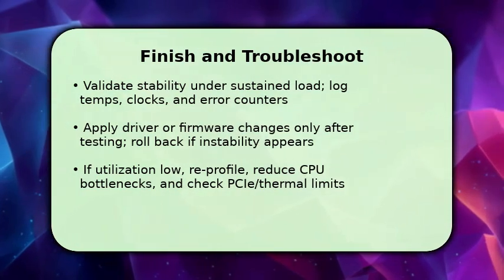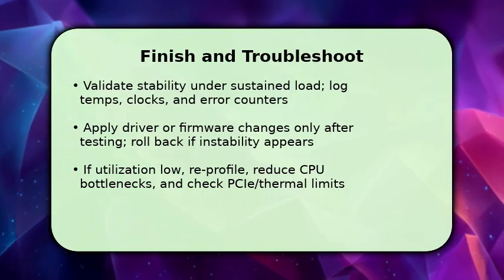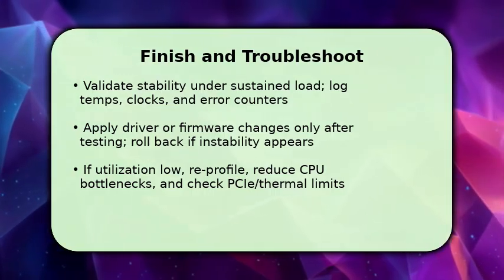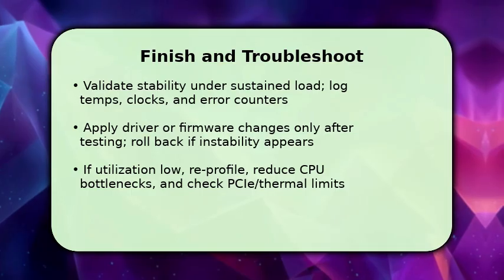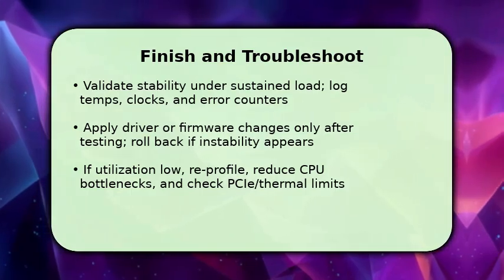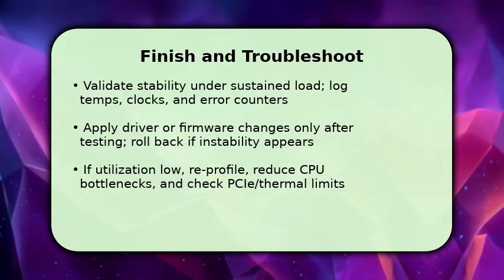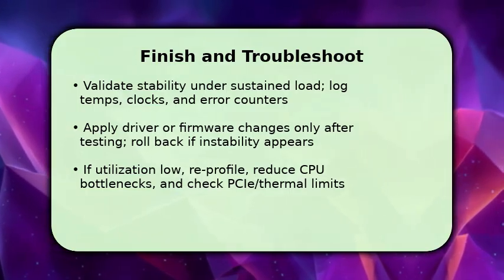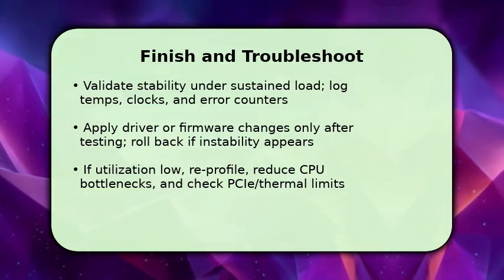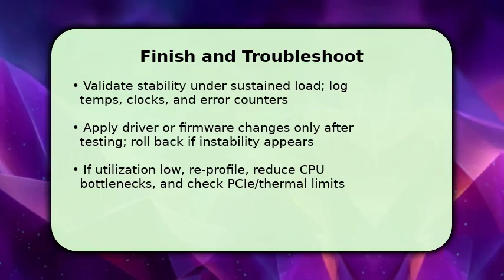Make incremental changes and validate after each. If you use overclocking or firmware tweaks, test and be ready to revert. If utilization remains low, reprofile to find CPU, I/O, or PCIe bottlenecks, reduce CPU contention, increase queue depth, or improve cooling to prevent thermal throttling.